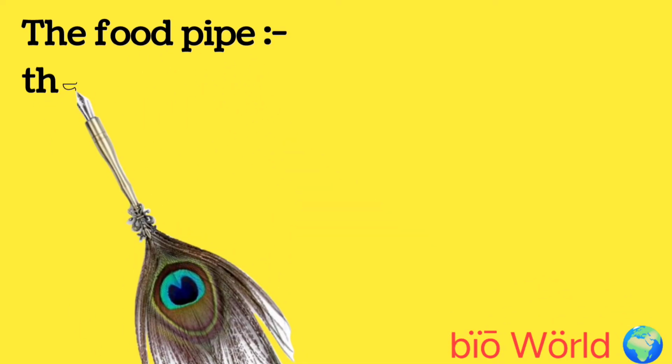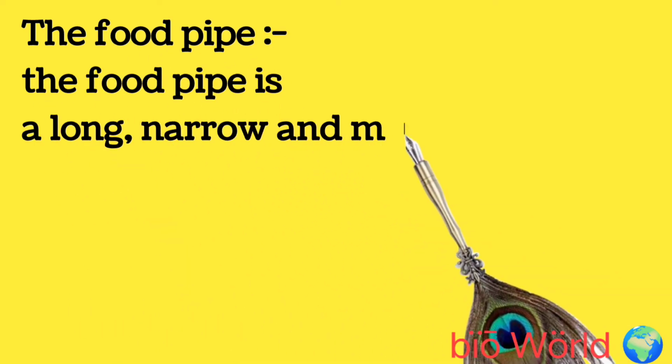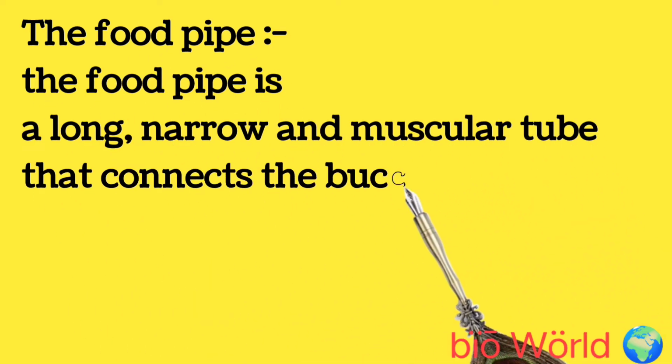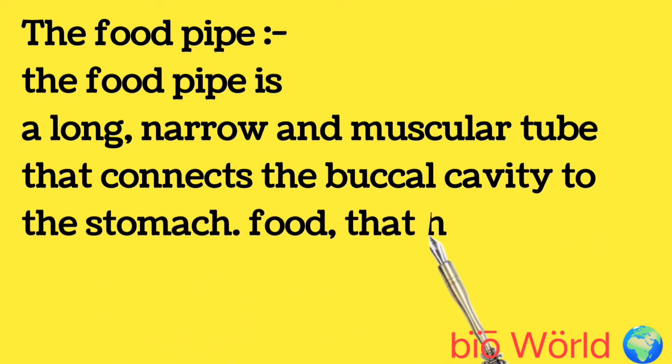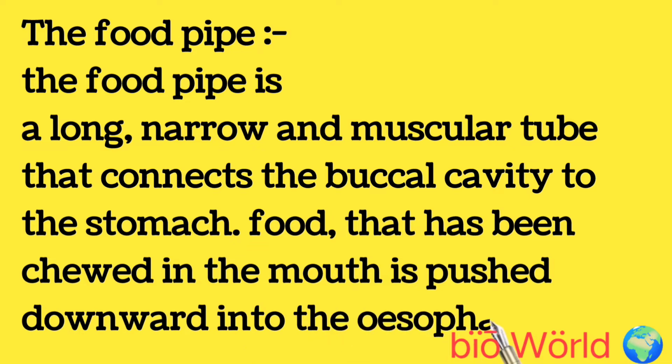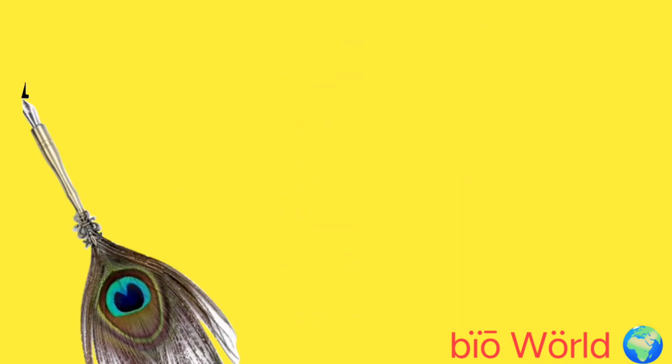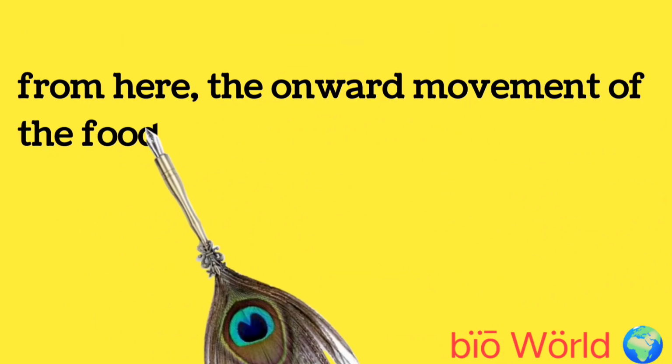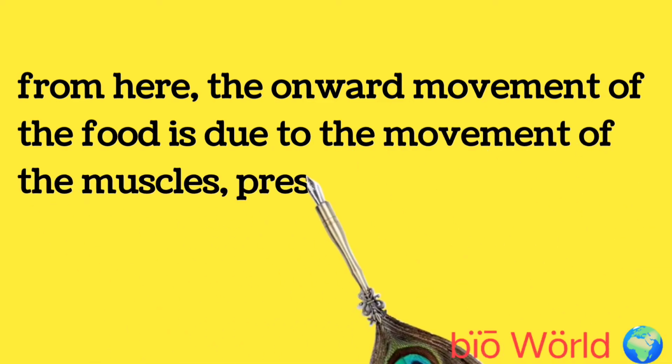The food pipe. The food pipe is a long, narrow and muscular tube that connects the buccal cavity to the stomach. Food that has been chewed in the mouth is pushed downward into the esophagus. From here, the onward movement of the food is due to the movement of the muscles present in the wall of the esophagus.